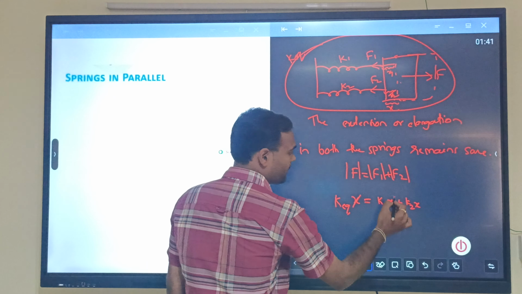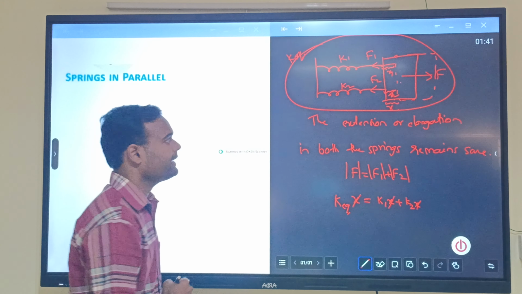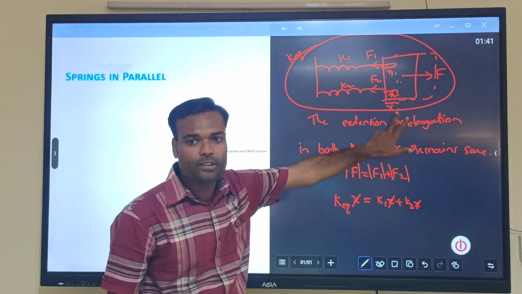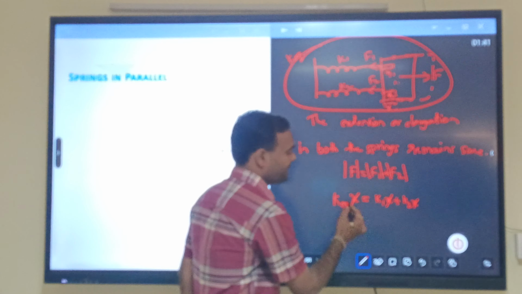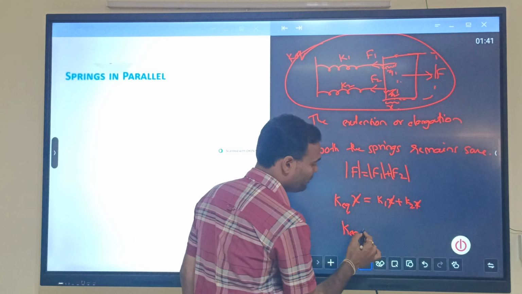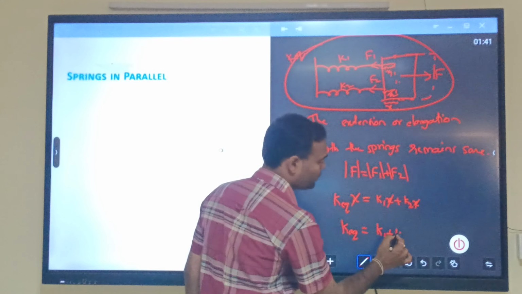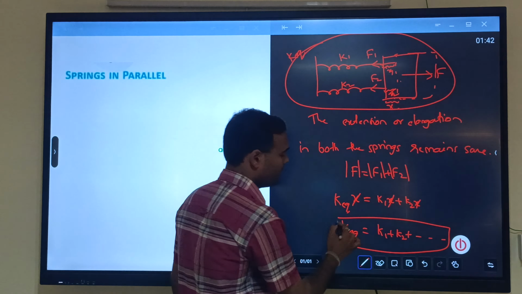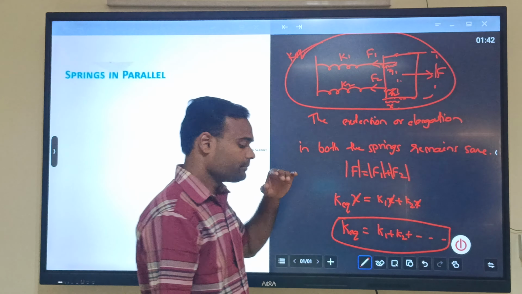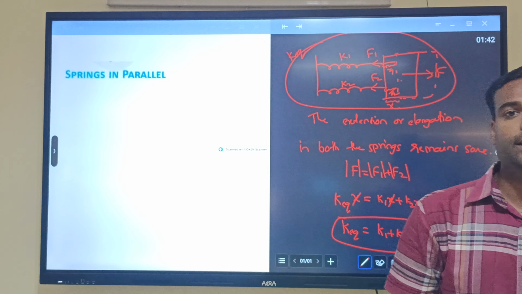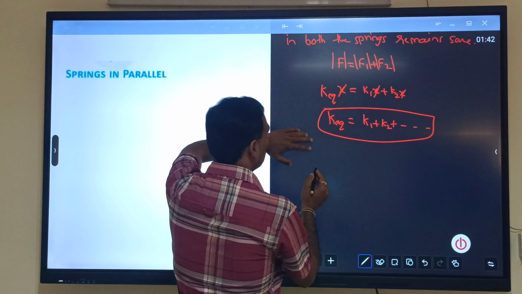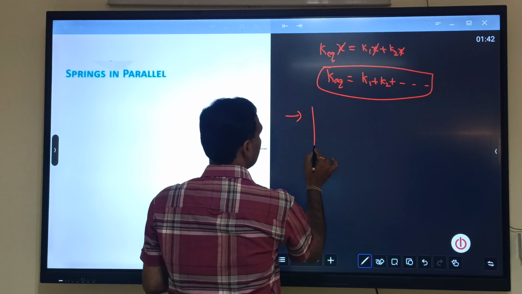Now they will get cancelled, and here I am representing x1 is equal to x2 is equal to x only. That's why we are cancelling these, and the K equivalent value becomes K1 plus K2. If more than 2 or 3 springs are present, you can add like this. And this is one way of representation of parallel springs.